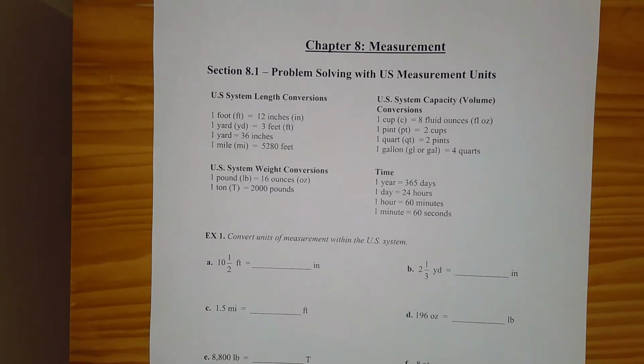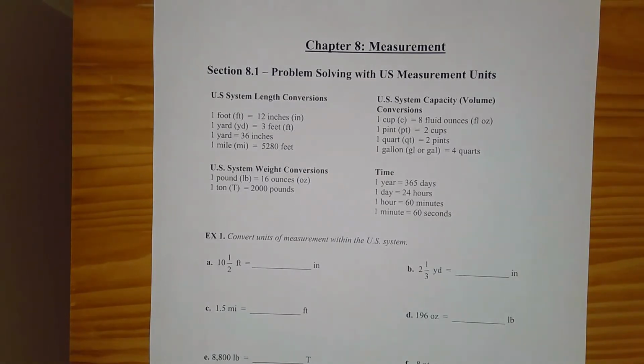So some US system length conversions would be like 1 foot equals 12 inches, 1 yard equals 3 feet, 1 yard also equals 36 inches, a mile equals 5,280 feet. And so I've got those for length conversions, you've got weight conversions, some volume conversions, and some time conversions up top. You do not need to memorize any of these, although you may already have some of them memorized.